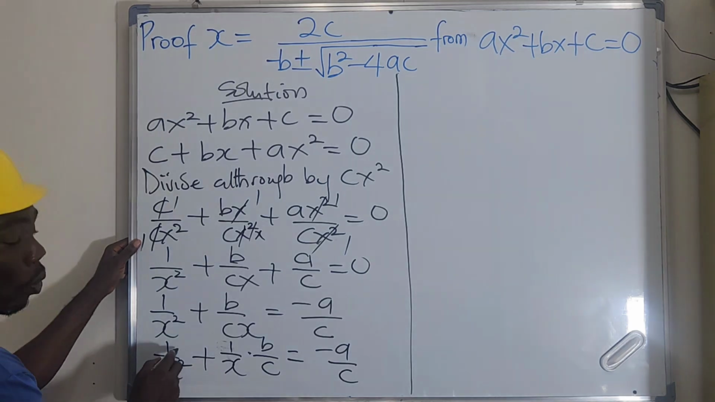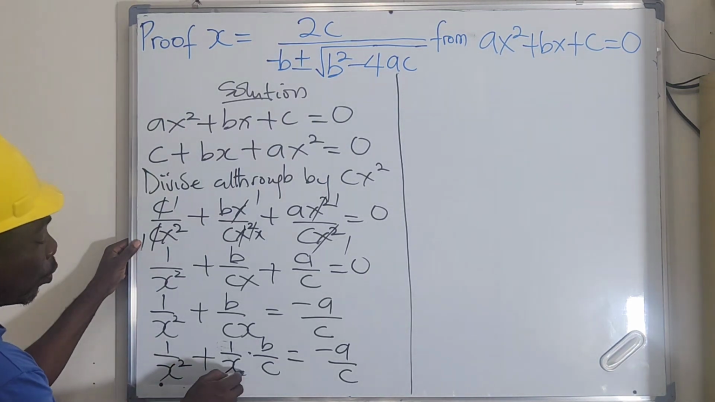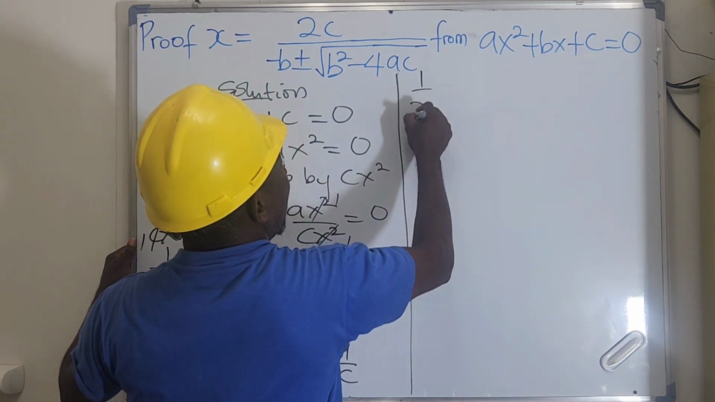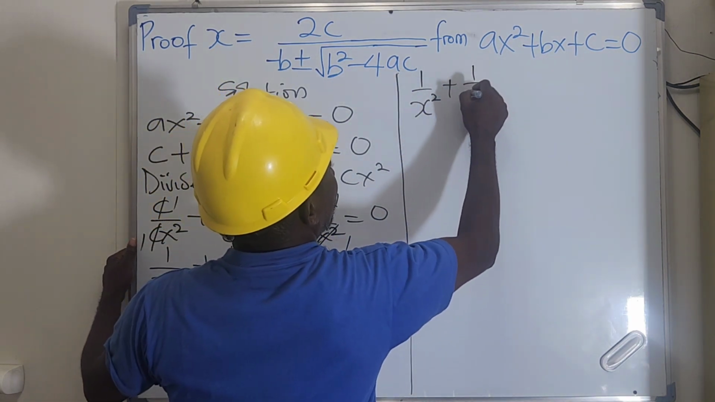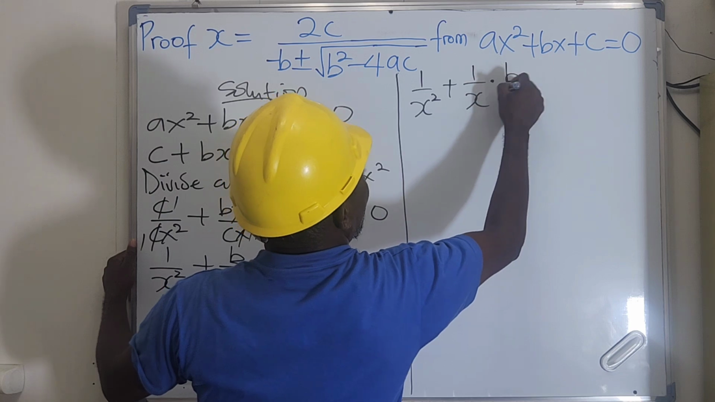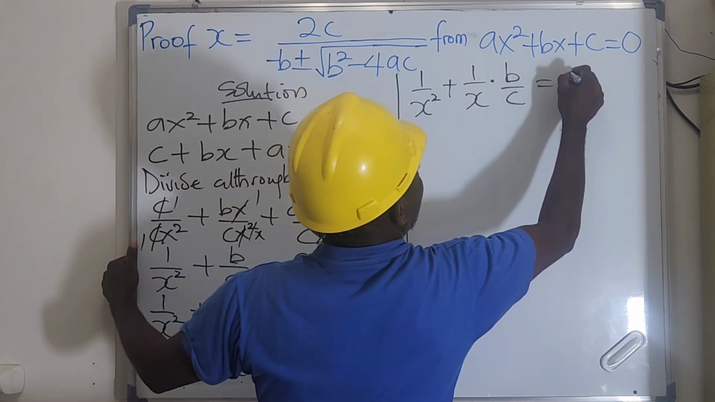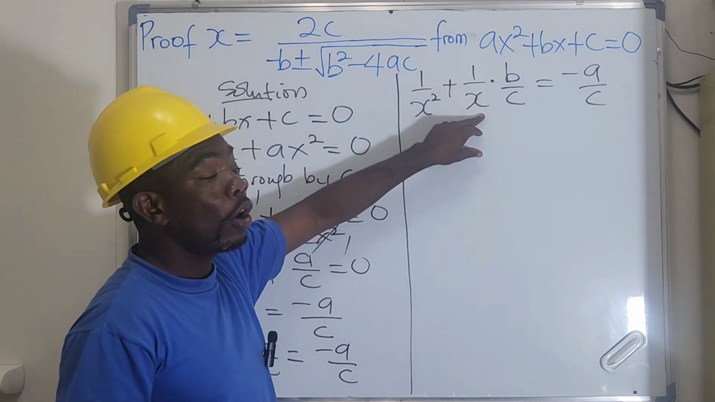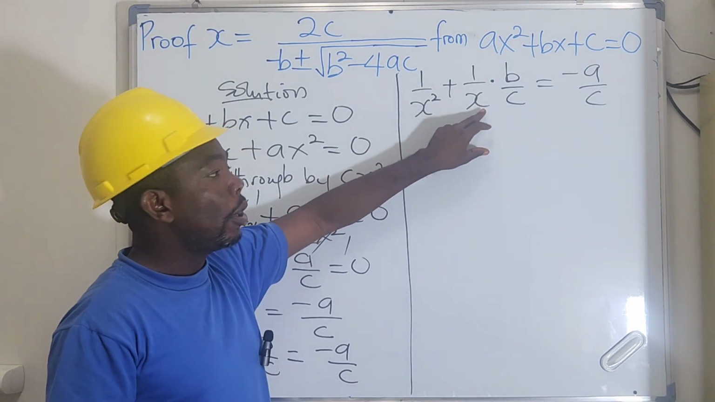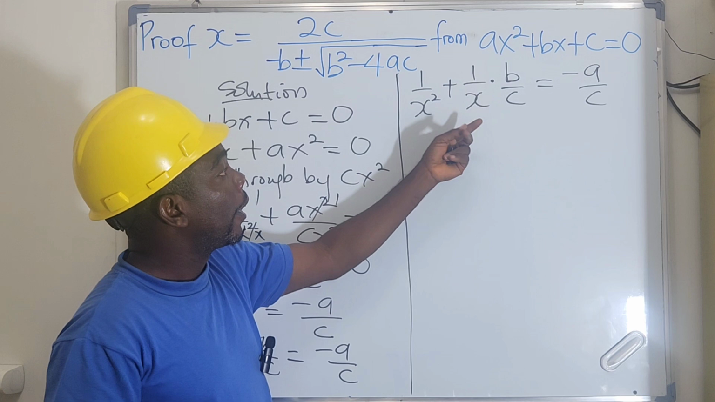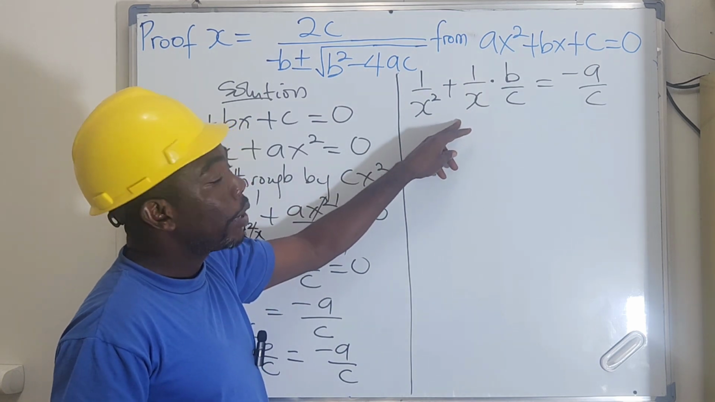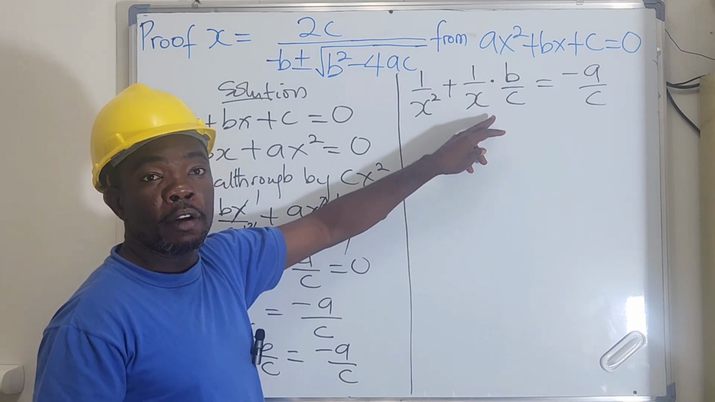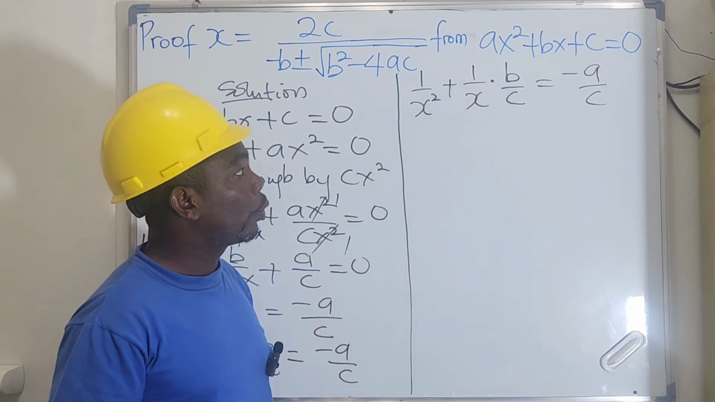You can see that we have 1 all over x squared here and 1 all over x. So let's move to the other side. We have 1 all over x squared plus 1 all over x times b all over c equals minus a all over c. This is 1 all over x squared and this is 1 all over x, which is the variable of this quadratic equation. And here, what we are going to do now is use the method of completing the square to find the solution of this quadratic equation.